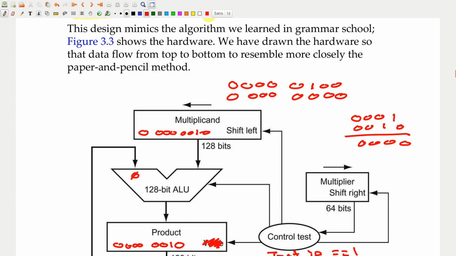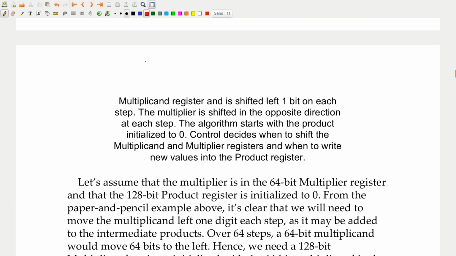This left shift of the multiplicand is the same thing as shifting over here. This time we're going to copy, so it's going to be 0, 0, 0, 1. And so we see we get 2. Pretty simple. Okay, moving on.